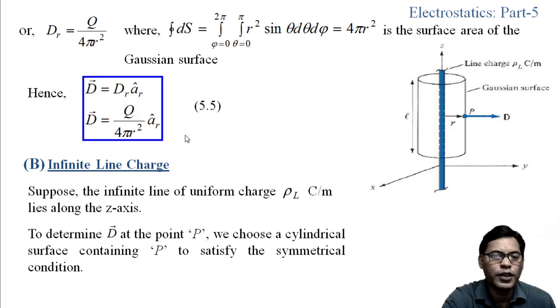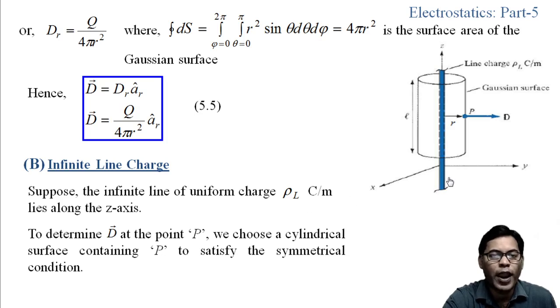Now we are moving to the second application of the Gauss law, that is the infinite line charge. For that case, here also we have considered the Cartesian coordinate system x, y, z, and along the z axis we have considered an infinite line of charge placed, and the charge density is rho l, which is in coulomb per meter.